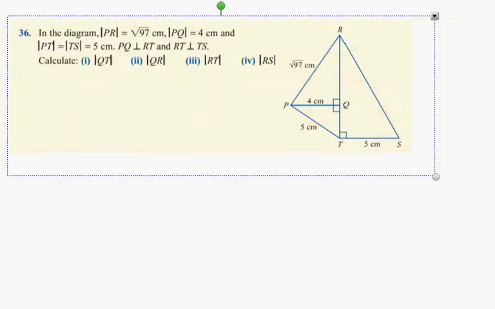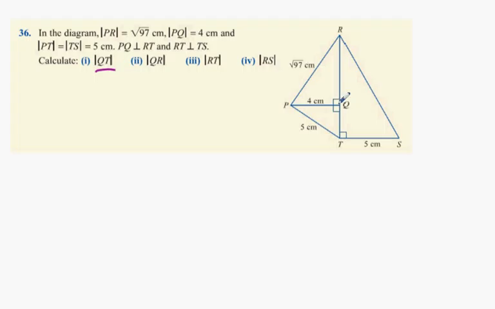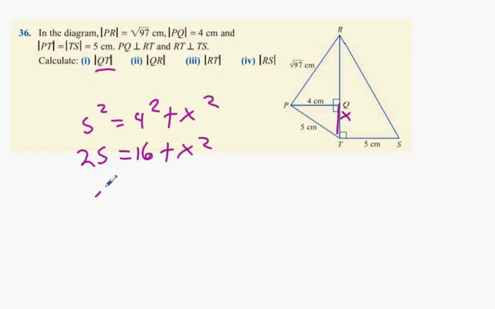Now, in question 36, we have roughly 3 right angled triangles. It says calculate the distance Q to T. Q to T being this distance here, very easy. Just say 5 squared equals 4 squared plus x squared. Then you'll get 25 equals 16 plus x squared. X squared equals 9. X will equal 3 when you square root it.